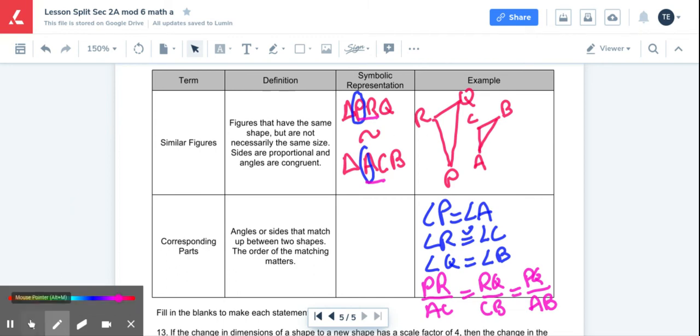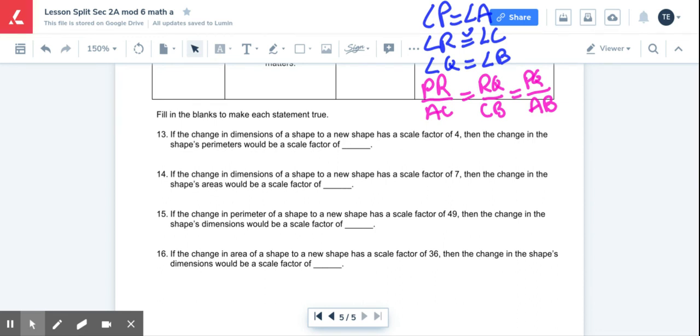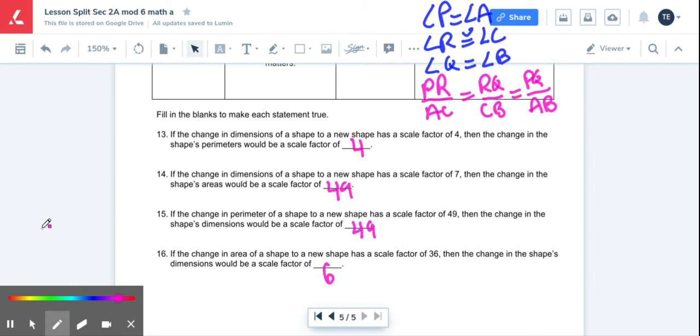All right, so now I want you to go down and try 13, 14, 15, 16, pause the video, and then come back and check your answers. All right, you should have got 4, 49, 49, and 6. If you got them all right, then you're ready to move on to the homework. If not, let's sit here and explain it for a minute.